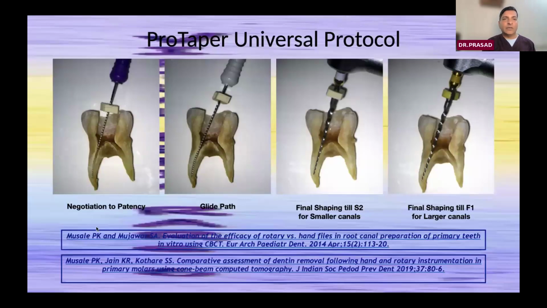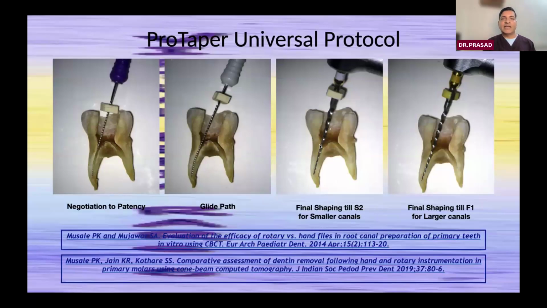Now, the protocols which you can use for rotary shaping: this is the ProTaper Universal file, which I have recommended in my 2 articles which are published, in the references shown below. Negotiation to patency you have done with the number 10 K file. Then the number 15 K file to the working length, you will establish the glide path. Then final shaping of the smaller canals. That is why I gave you the chart: what is a smaller canal, what is a medium size canal, and what is a larger canal.